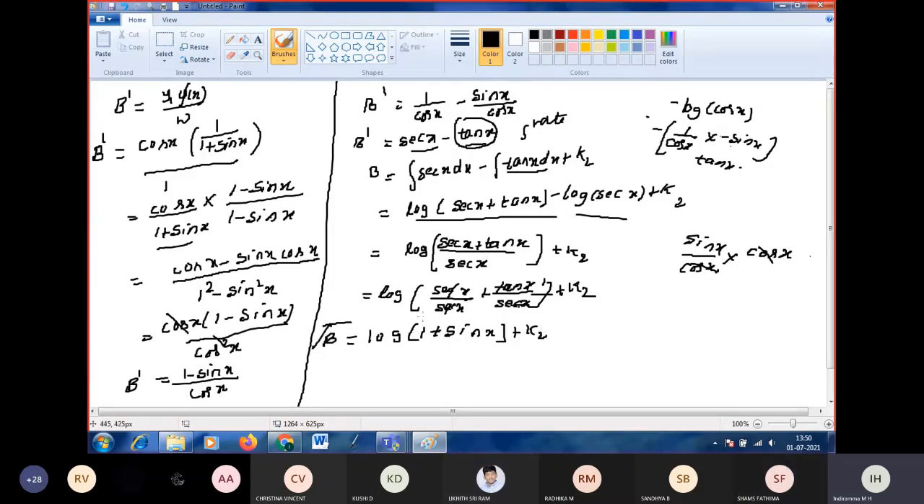So now we have got the values for a and b. Now substitute a and b in equation 1. So equation 1 becomes the general solution y is equal to a into, what we got a? What is our a?